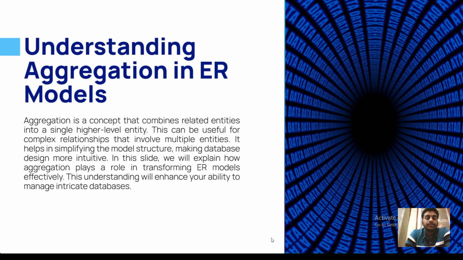Understanding aggregation. When a relationship involves another relationship, we use aggregation. A table is created for the relationship. It includes primary keys of participating entities and any descriptive attributes.